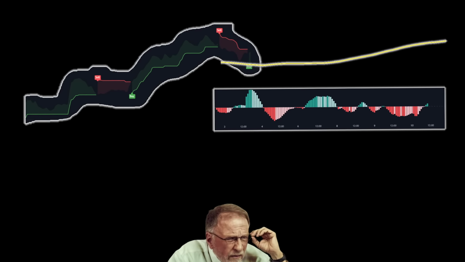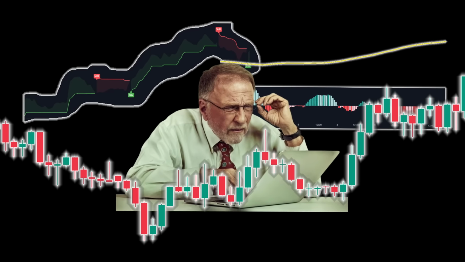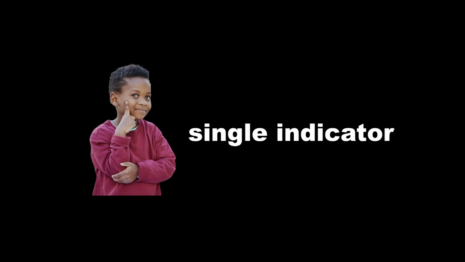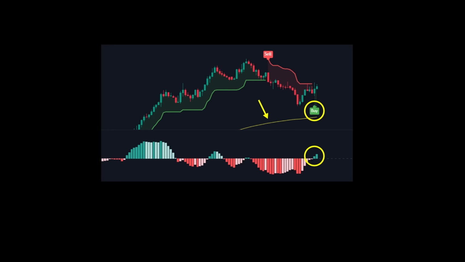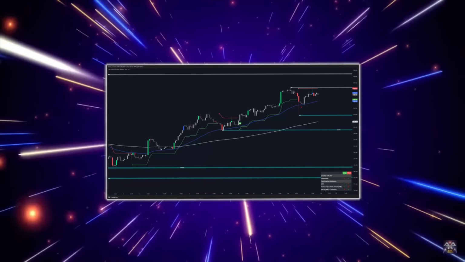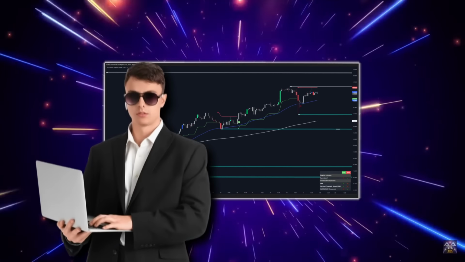So there you are, frantically jumping between indicators, checking candle after candle, spending hours of your precious time doing manual analysis that should take seconds. But what if I told you there's a secret weapon that eliminates this nightmare forever? What if one single indicator could do all of this checking for you and only give you a signal when everything perfectly aligns? Boom! This is exactly what separates professionals from the struggling retail traders.